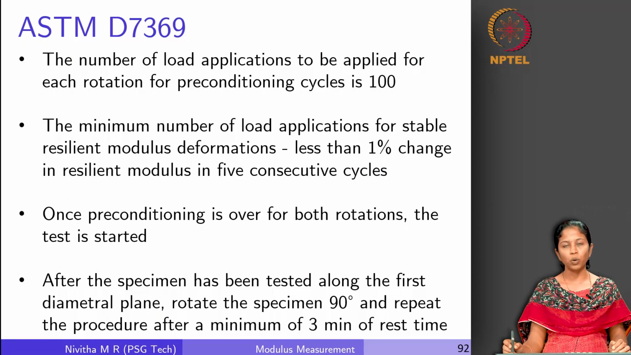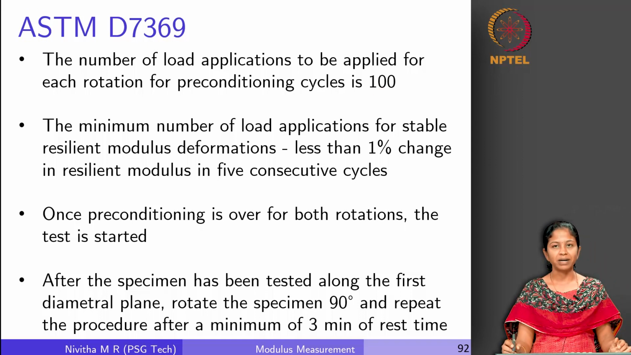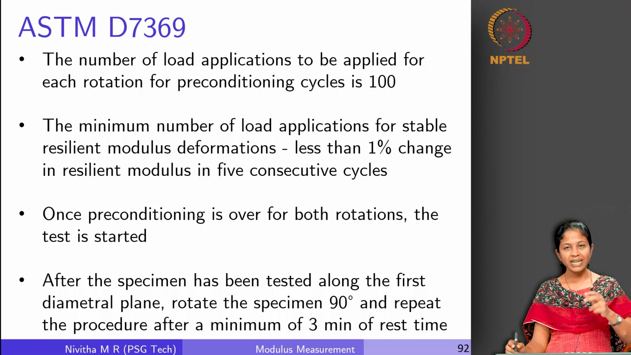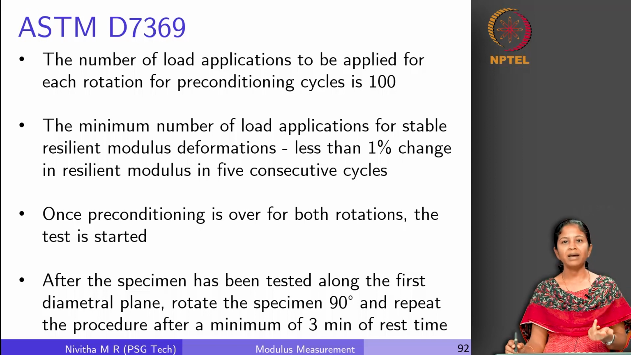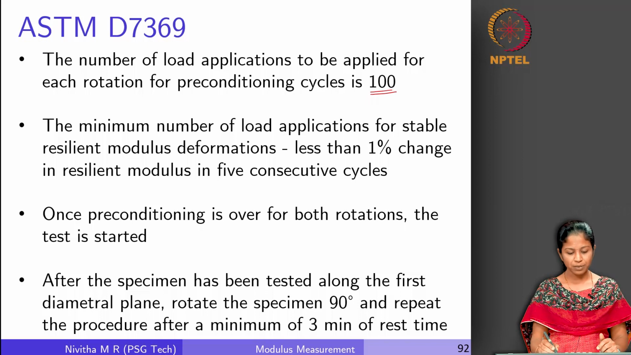What is the number of load applications that has to be provided on the sample? The number of load applications that has to be provided is 100. Now let us come to the loading part. What is the load application that has to be provided on this sample? Again we have a preconditioning phase here. In each position, we have the 0-degree position, we have the rotated position which is a 90-degree position. So in each position we are supposed to apply 100 cycles, right. So the number of load applications is going to be 100 cycles for each position.